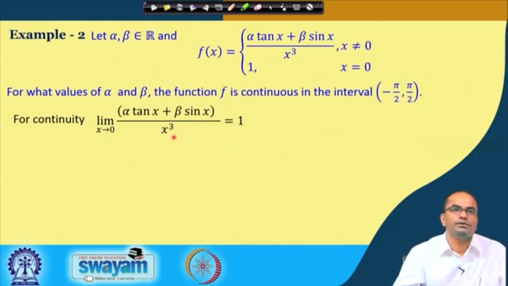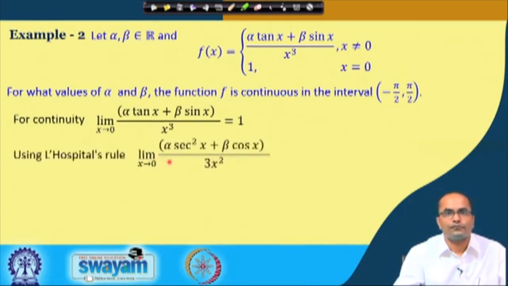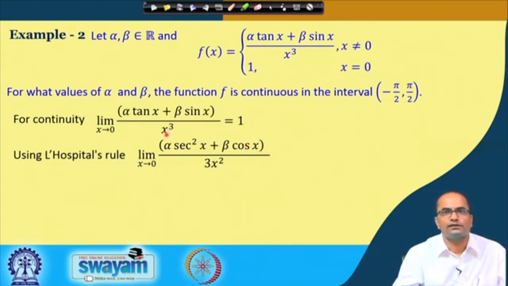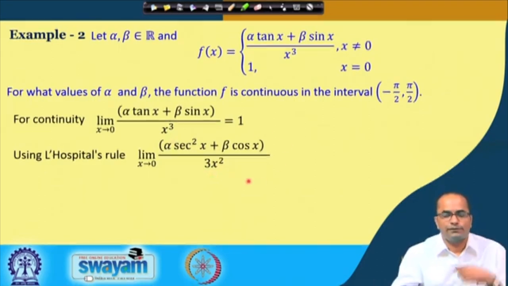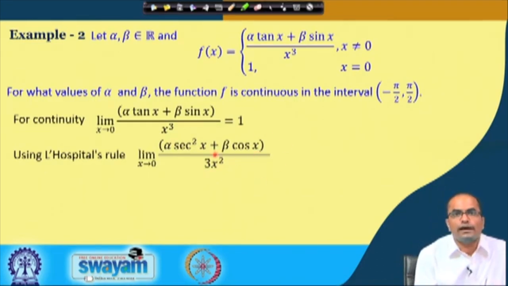So, let us apply the L'Hopital rule to this expression. If we apply the L'Hopital rule, alpha tan x will become alpha sec square x, plus beta sin x will become beta cos x, divided by 3 x square, because when we take the derivative of x cube we get 3 x square, and we take the limit as x goes to 0. Now, if we realize what is happening to this function: we have the alpha, and then as x goes to 0, sec x is 1.